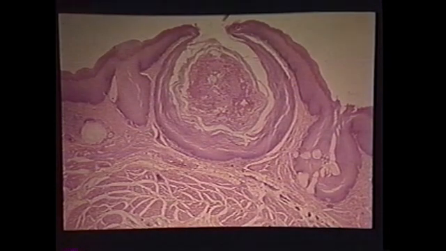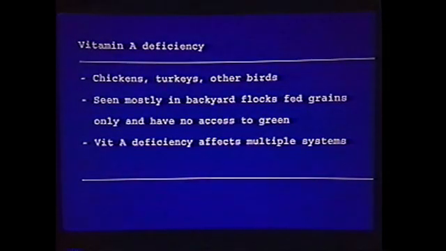Histologically, this is a section of the esophagus. It's characterized by squamous metaplasia and keratinization of the mucous gland. This is a classic example of vitamin A deficiency. Vitamin A deficiency is commonly seen in backyard flocks of chickens, particularly when they are fed single ingredients such as wheat only or barley, and the birds have no access to a source of vitamin A.